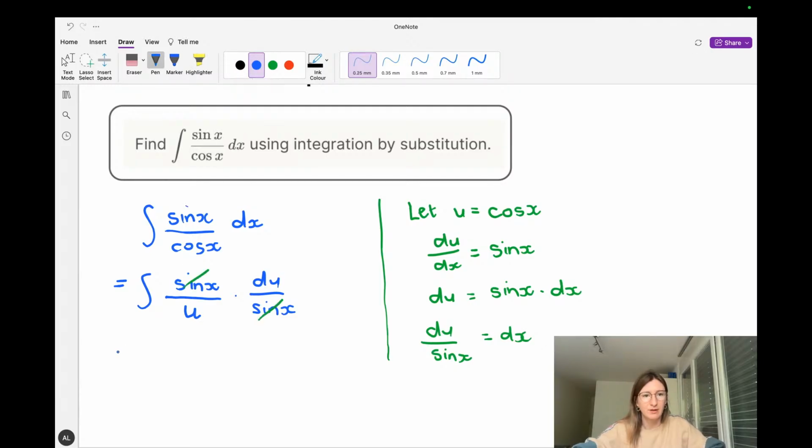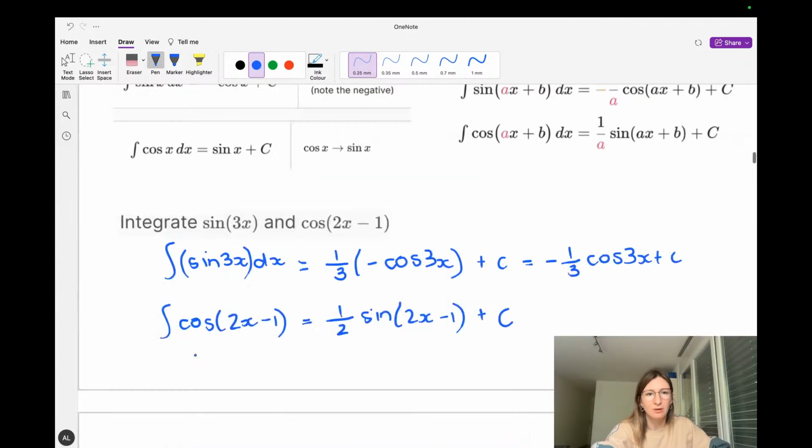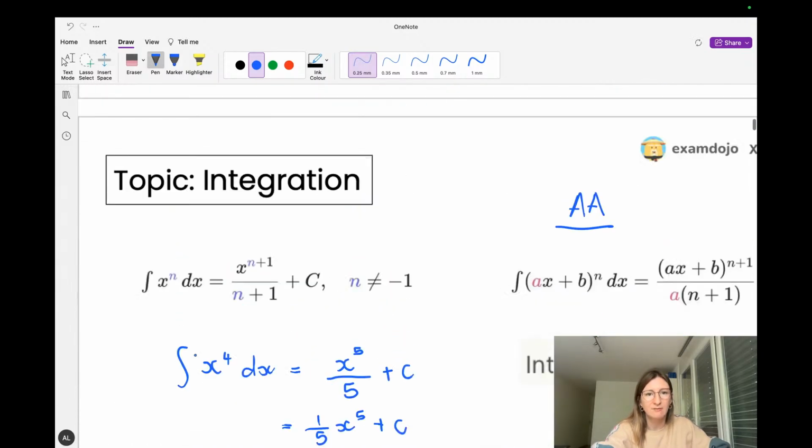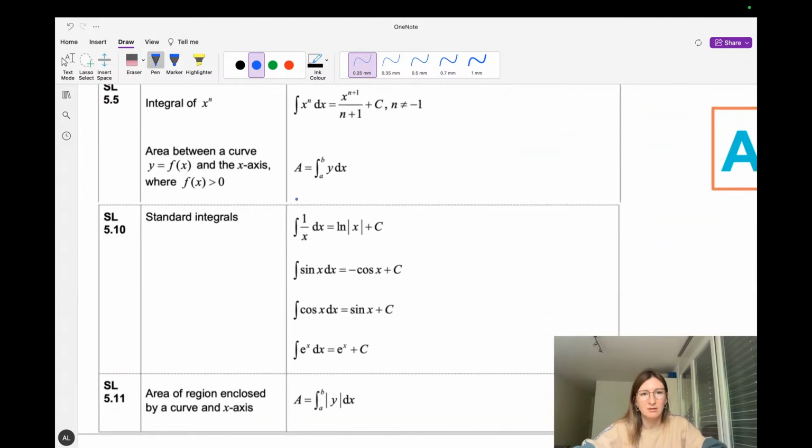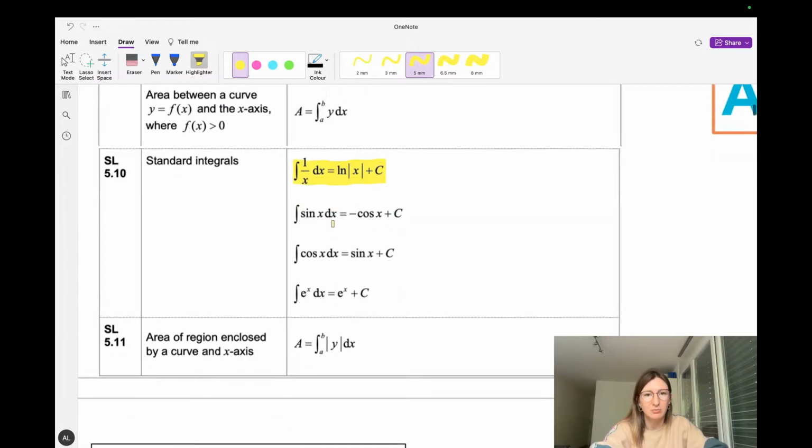So that's what I wanted. Now I have a very basic 1 over u du. And do you remember what that function was? If we had 1 over u, I can flash back to my formula booklet for a second. Always have this open next to you. It just helps you to be able to recognize things. See, this one over here: 1 over x dx gives us ln of absolute value x plus c.